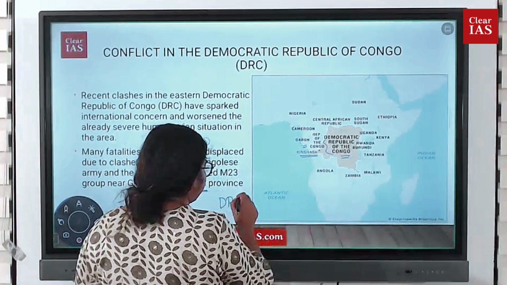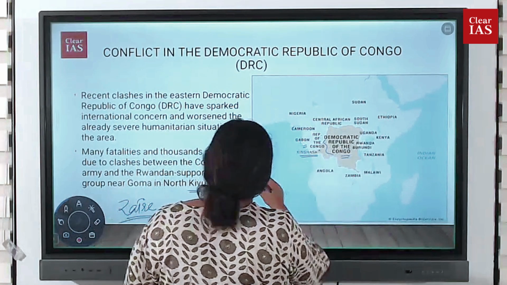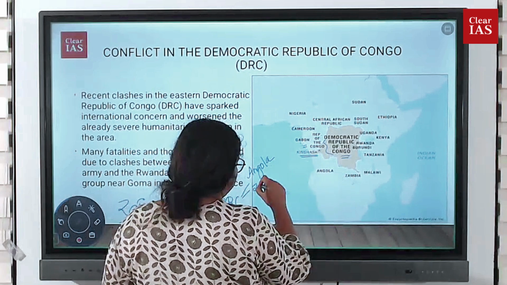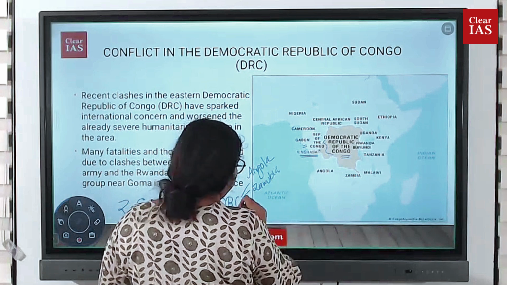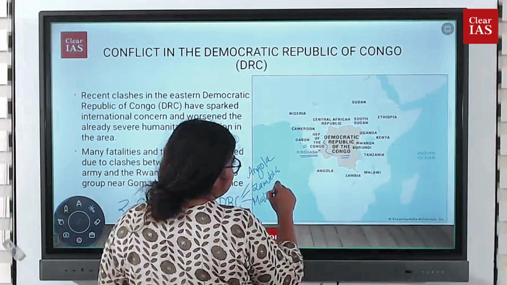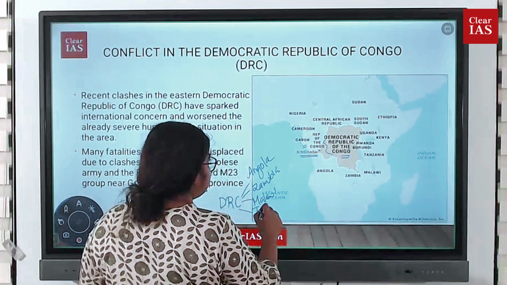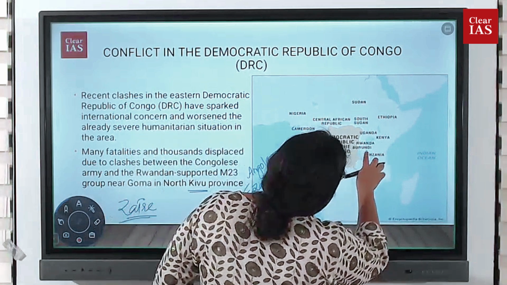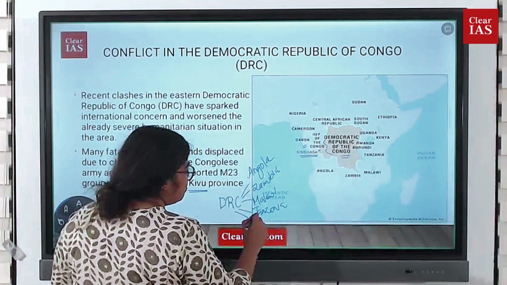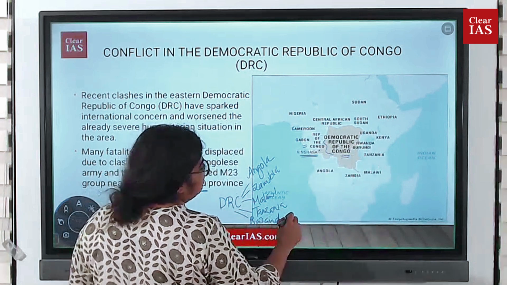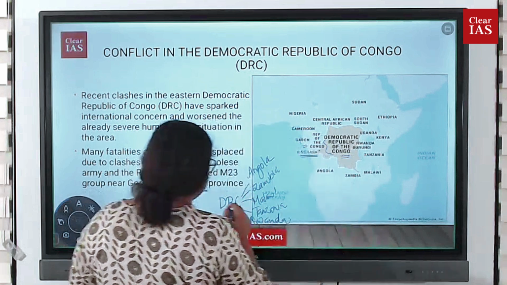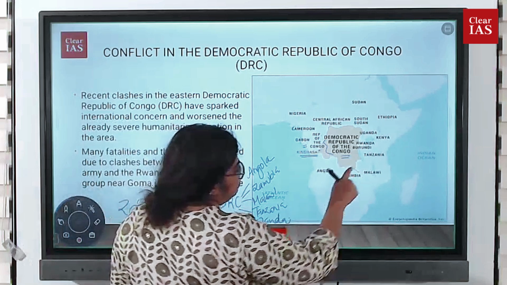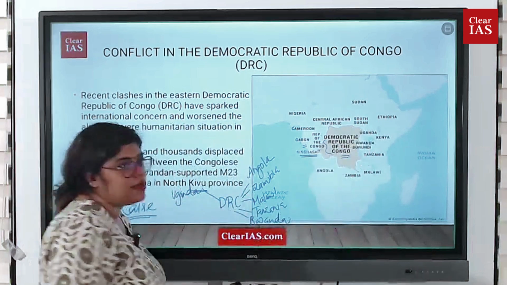Let's see who all are surrounding this particular DRC. Angola is there. Zambia is there. Malawi is another country. Then Tanzania. When you go up, you can see Rwanda. They are having problems with Rwanda because they have a boundary with Rwanda. Then you can see Uganda. Uganda is an equally problematic country. Then you can see South Sudan.